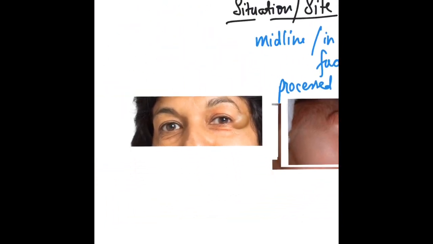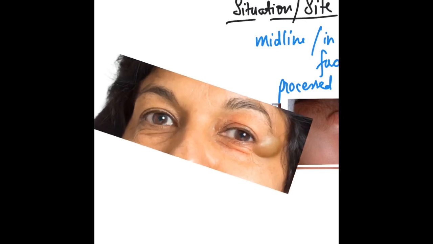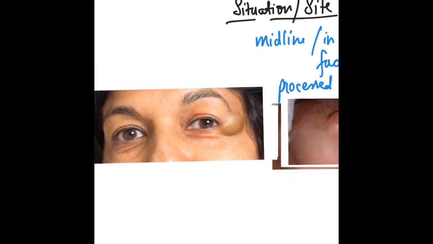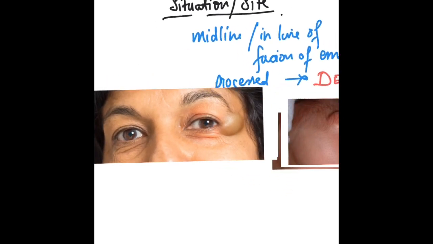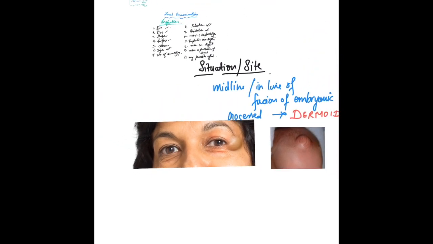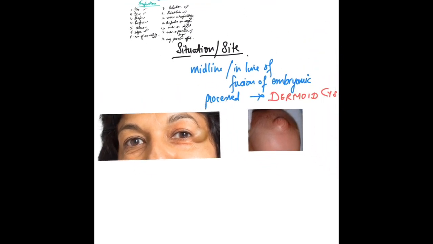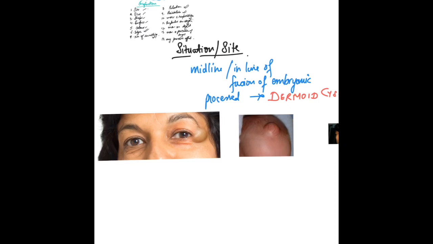And this, sorry. Sorry again, but you can see, it's clear. I think I've wasted quite a time showing you these images. Let's proceed further, okay? So the next point will be, after situation and site, it will be color of the surface of the swelling.